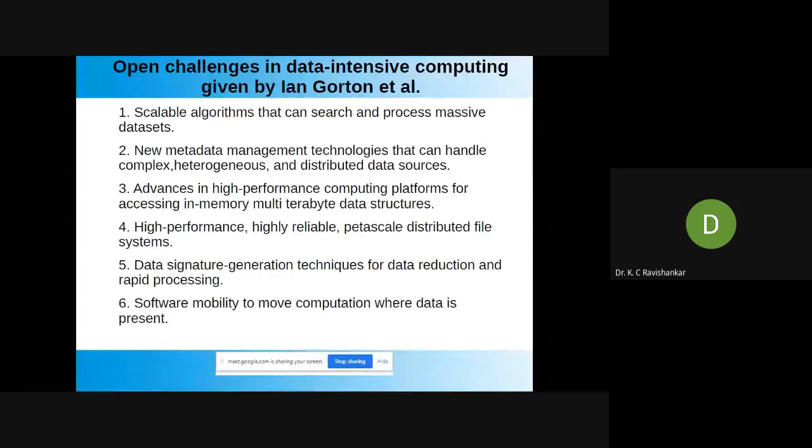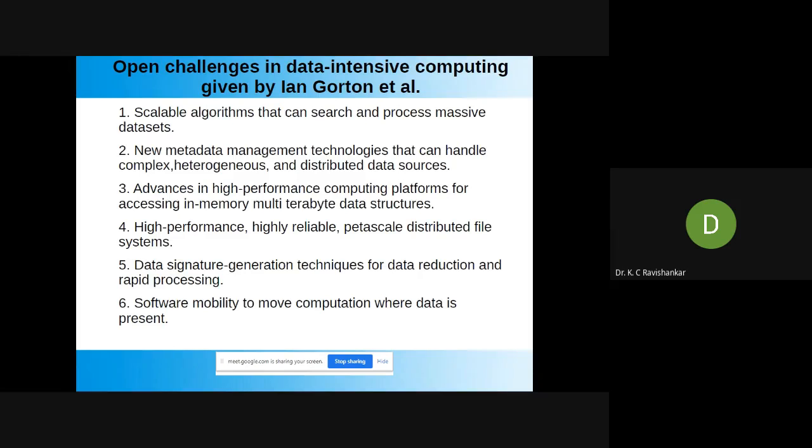Data signature generation techniques for data reduction and rapid processing. Again, you need to have algorithms for data reduction. You need to analyze, you need to narrow down the data. When you narrow down the data for accessing or processing, while submitting data to algorithms, if you do data reduction before actually computation, it is also very, very important to note.